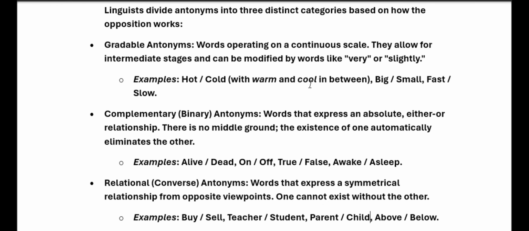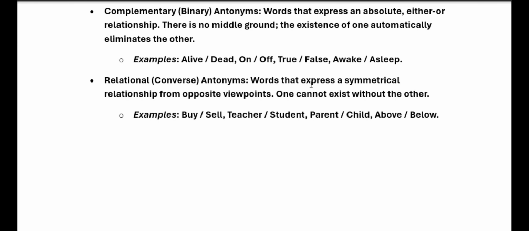And the other type is complementary or binary antonyms, words that express an absolute either-or relationship, which means there is no middle ground. For example, alive or dead, on or off, there is no in between. And a question is either true or false, it is not half true. The third type is relational or converse antonyms, words that express a symmetrical relationship from opposite viewpoints. One cannot exist without the other. For example, buy or sell, teacher, student. A teacher can't be a teacher if the student does not exist. A parent can't be a parent if he has no child.